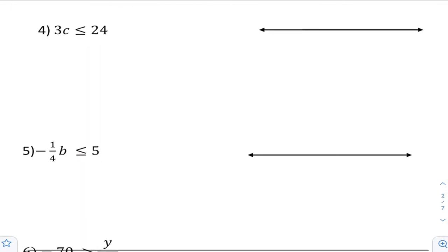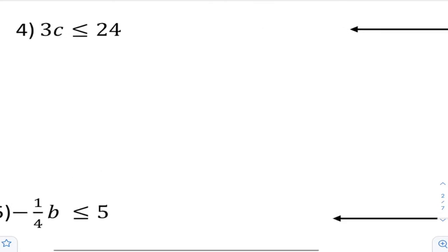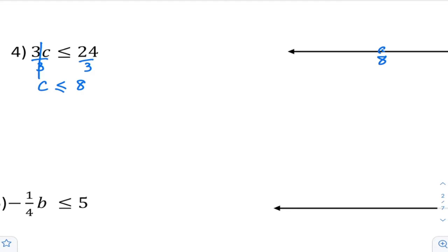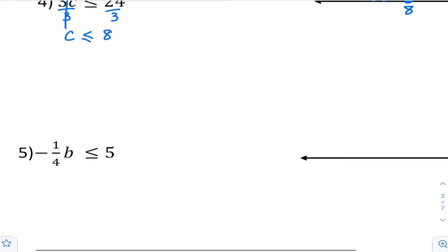Now we will move to multiplication and division, and we have the same story as before, except when you multiply or divide by a negative number. Now, if you want C alone here, as we learned in the equation, we will divide both sides by 3. So C is less than or equal to 8. That means you go to 8, close the circle, and everything below the 8 is included.